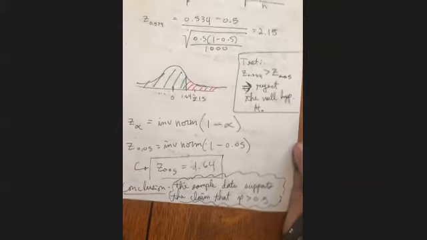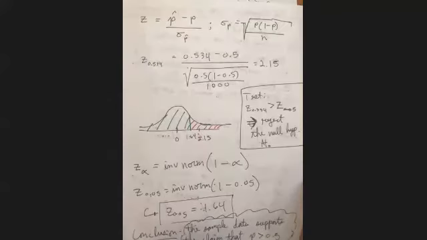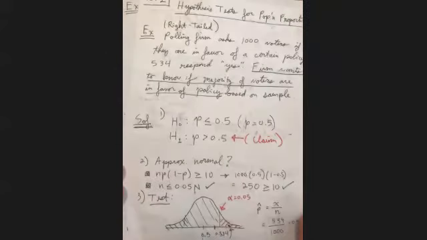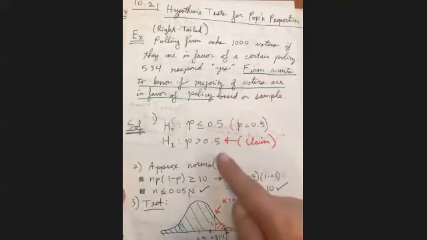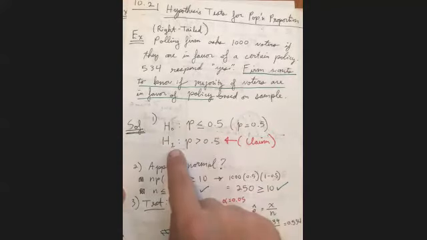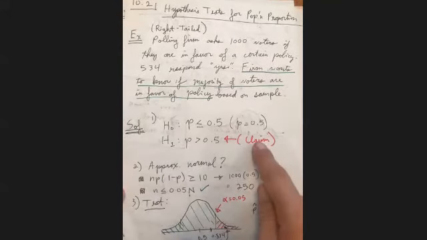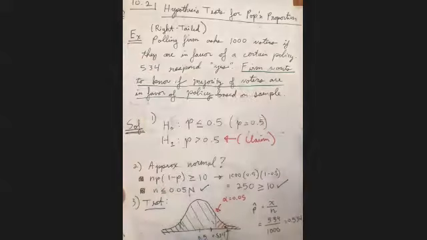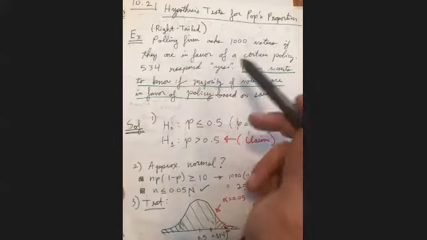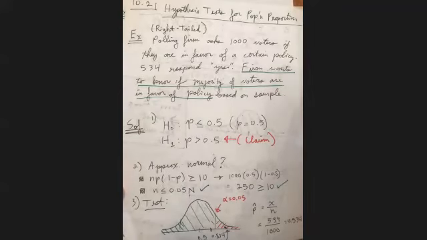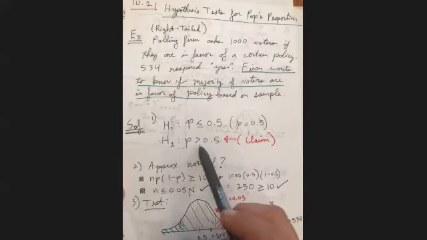So that was a long, complicated situation. Let me try to restate it so that it makes more sense. So here's a big recap. We read the problem, we identify the hypotheses. Once we identify the hypotheses, we also identify the claim. Which of the two hypotheses is the claim? All that comes from reading the problem. Once we've identified the hypotheses and the claim, we know whether we have a right-tailed, left-tailed, or two-tailed test. Since the alternative hypothesis was a strictly greater than, we know this is a right-tailed test.